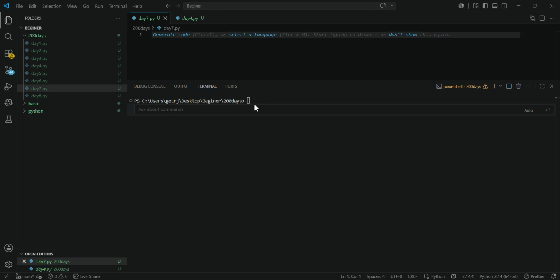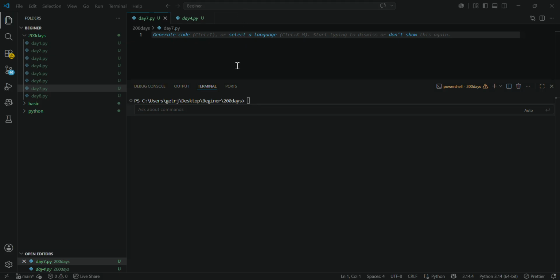The first operator is the arithmetic operator. These operators are used for mathematical calculations, like addition, subtraction, multiplication, division, modulo, exponent, and floor division. Let's see an example.